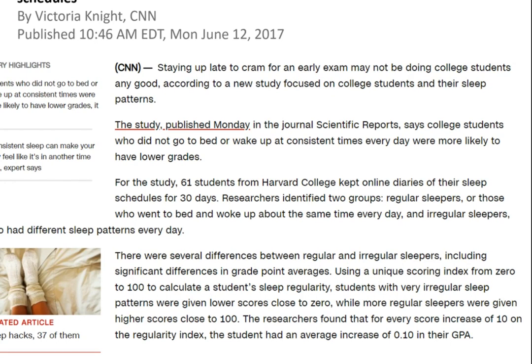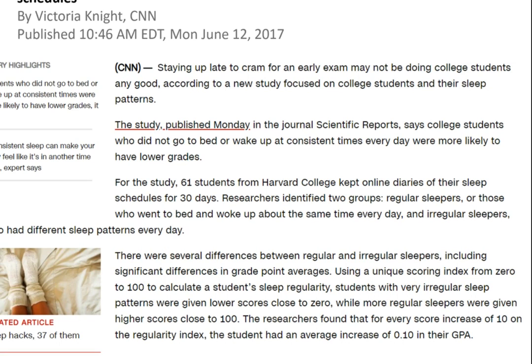Study links college students' grades to sleep schedules, by Victoria Knight, CNN. Staying up late to cram for an early exam may not be doing college students any good, according to a new study focused on college students and their sleep patterns. The study, published Monday in the journal Scientific Reports, says college students who did not go to bed or wake up at consistent times every day were more likely to have lower grades. For the study, 61 students from Harvard College kept online diaries of their sleep schedules for 30 days.